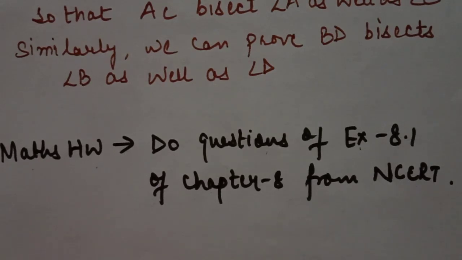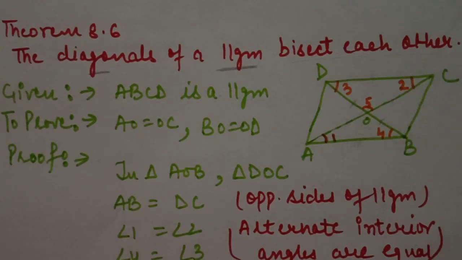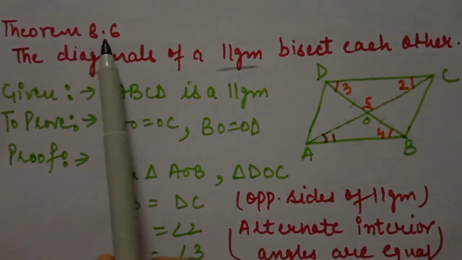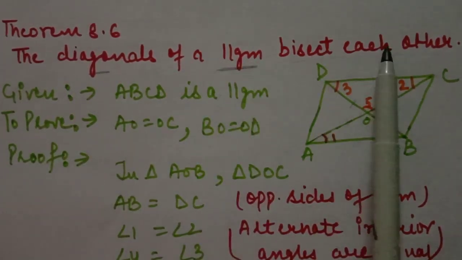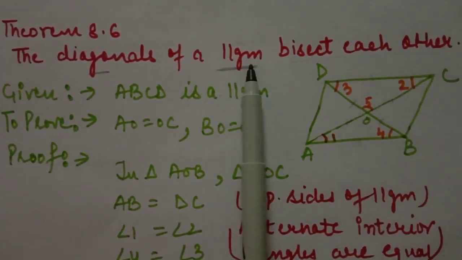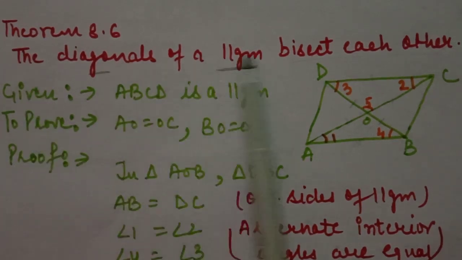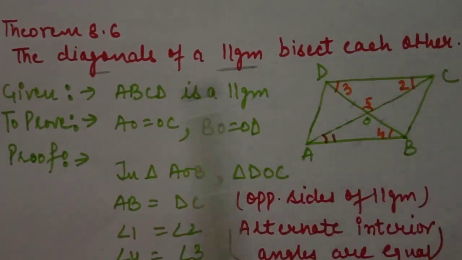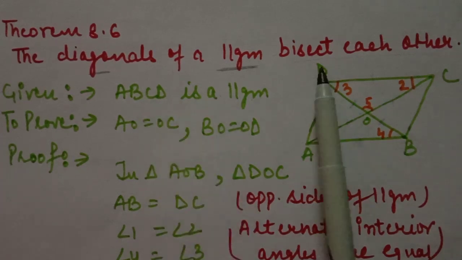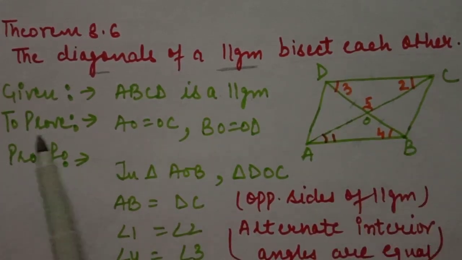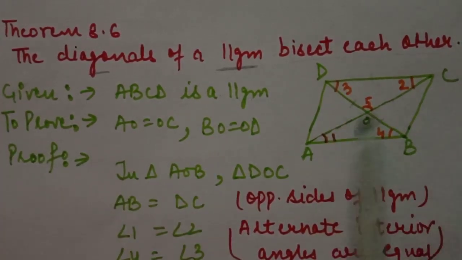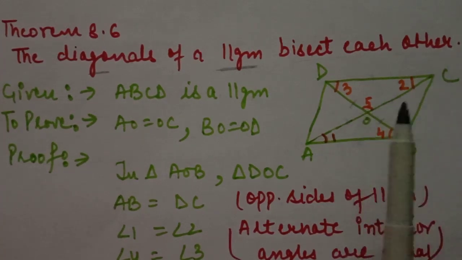Now the homework solution of your previous lecture number 2. Today we will revise theorem 8.6 and 8.7. Theorem 8.6 was the diagonals of a parallelogram bisect each other. I told you that it is a very important theorem. It is given that ABCD is a parallelogram. We have to prove that they bisect each other. It means AO is equal to OC and BO is equal to OD.